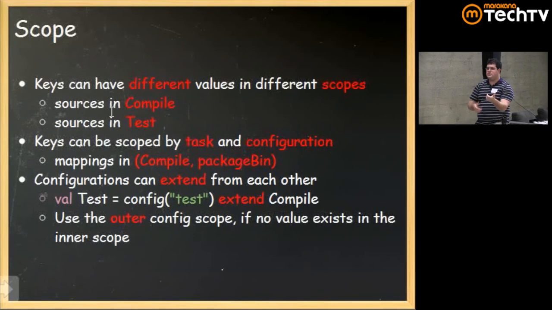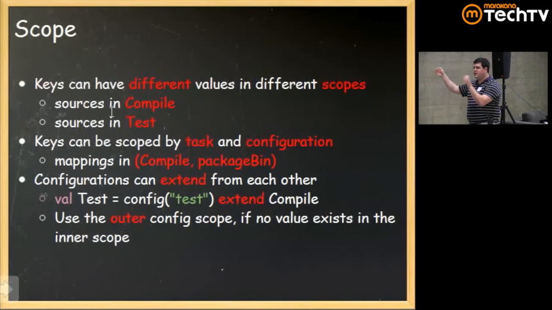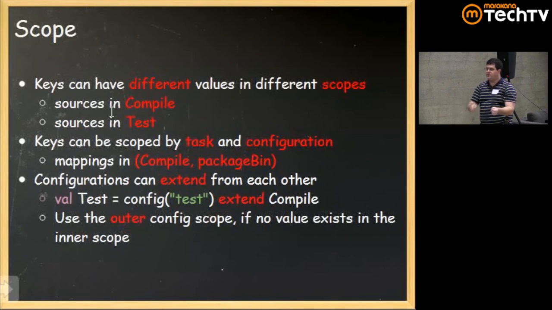So we would call sources in compile refer to the sources sequence of files that will get compiled when you compile the main project. Sources in test are the sequence of sources that are compiled for your unit tests. So scope is essentially a way of scoping these keys, so they refer to a particular flow. And you can define different flows.